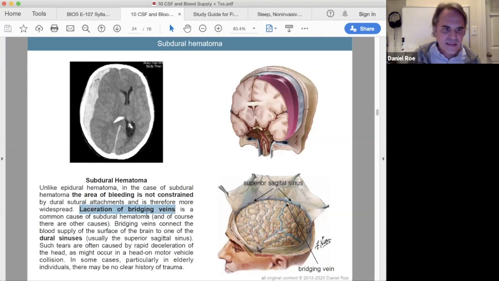Laceration of bridging veins is the common cause. And bridging veins connect the blood supply at the surface of the brain to the dural sinuses. And this might occur in a motor vehicle collision, car crash, right? It's terrible. And it's particularly common in the elderly.